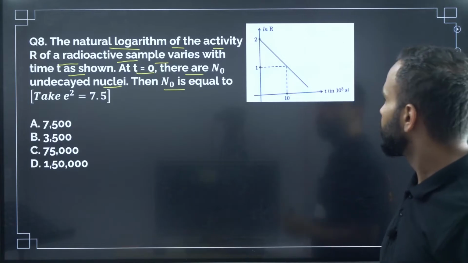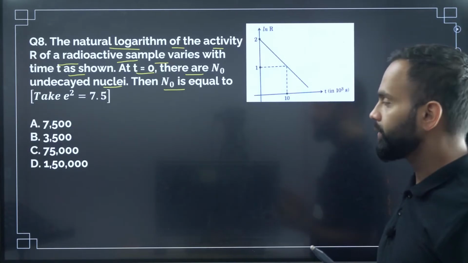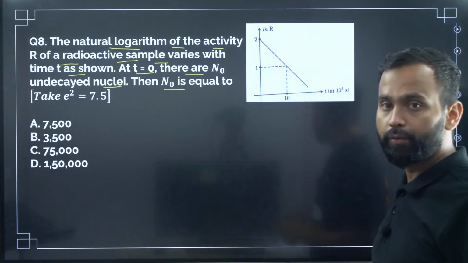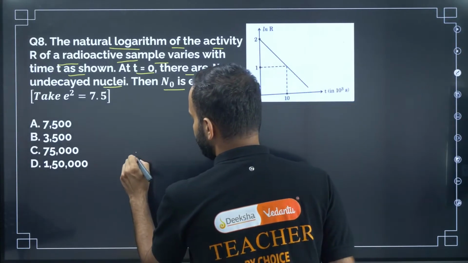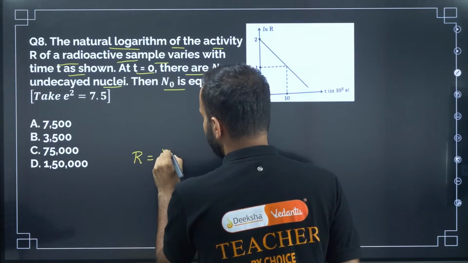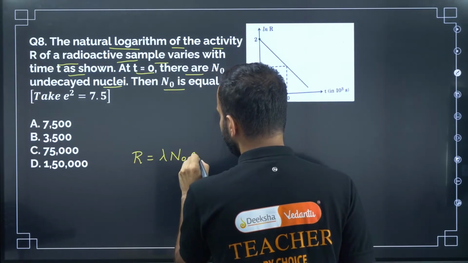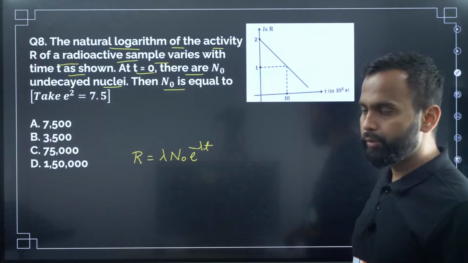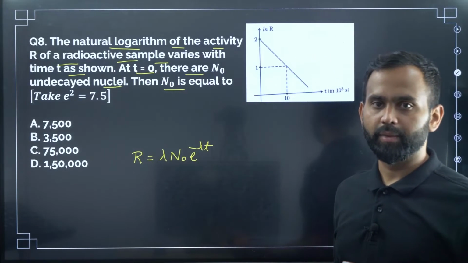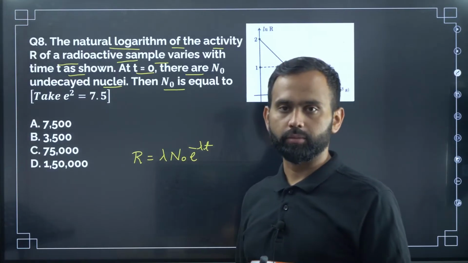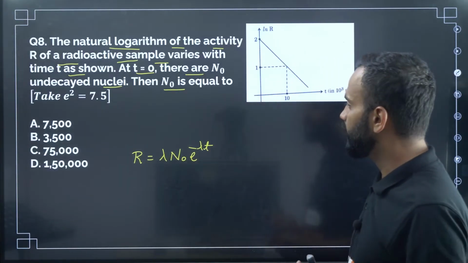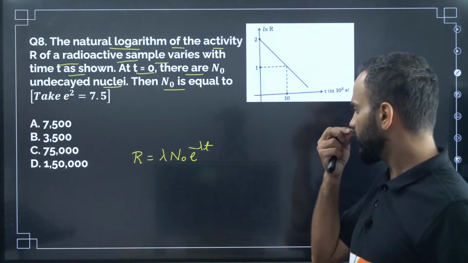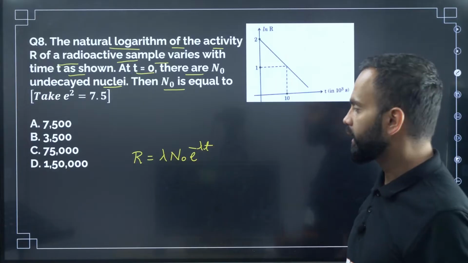But you know the concept. You know the formula. So what is the activity formula? R equal to lambda N naught into e to the power minus lambda t. R is equal to minus dN by dt, which is lambda N naught into e to the power minus lambda t. That is activity, isn't it? So now take natural log on both sides.